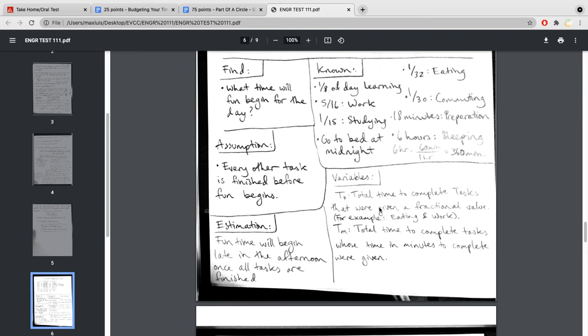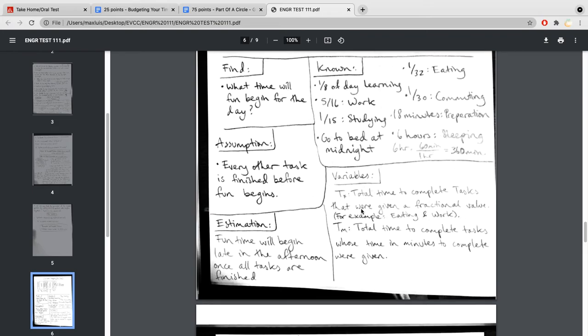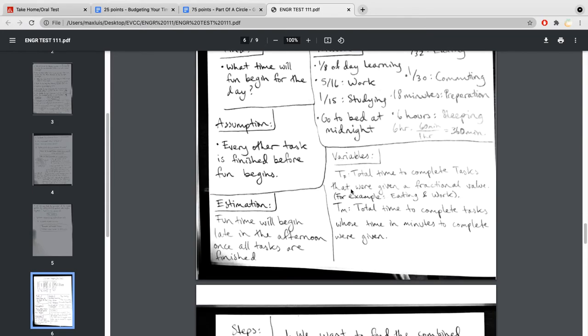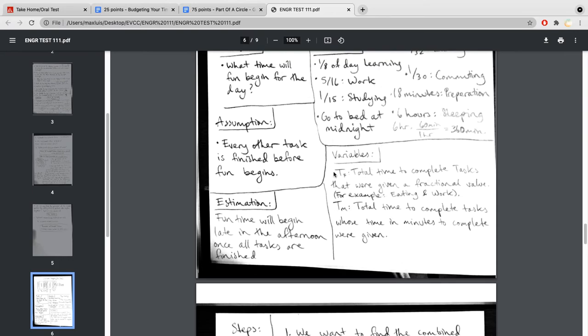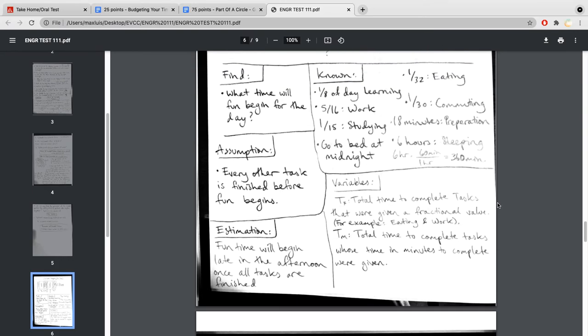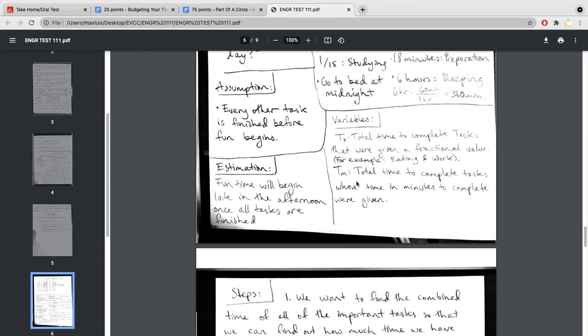Variables that we will be using, we're only going to be using 2 main variables for this problem. TF, which is the total time to complete tasks that were given a fractional value, like 1/8 of the day spent learning, 1/32 eating. I'm going to add all these fractional values up, disregarding those that were not given a fractional value, and we'll add those on later in the problem, and that's where this part comes in.